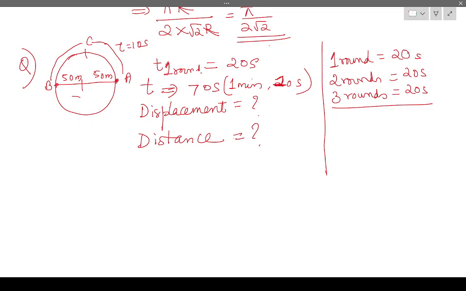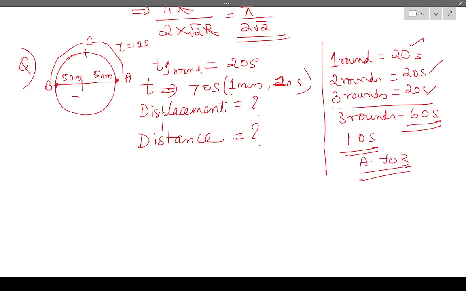So this is going to be 1 round 20 seconds, 2 rounds 20. So by the end of 3 rounds, it is going to be 60 seconds. Remaining 10 seconds. In the next 10 seconds, you will go from A to B. Which means initially you are at A and finally you are at B. So what is your displacement here? Displacement is nothing but 2 into 50, that is equal to 100 meter.